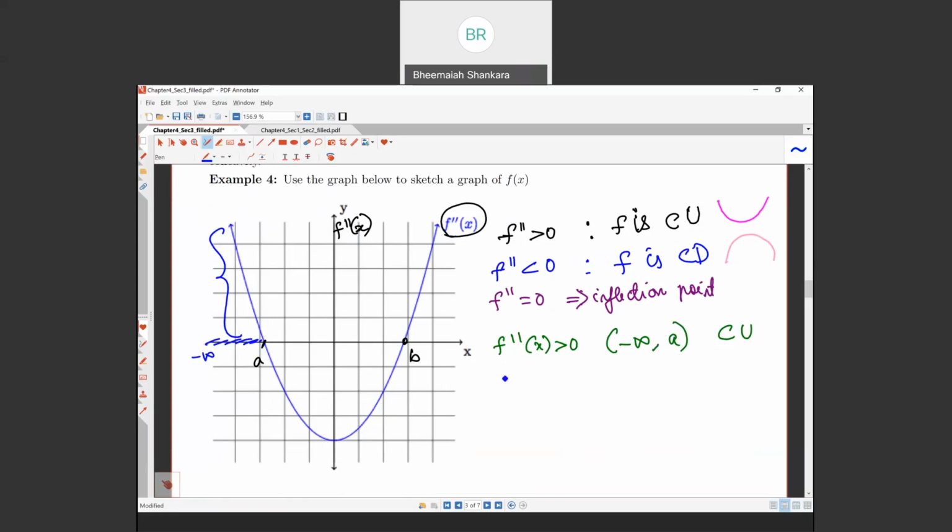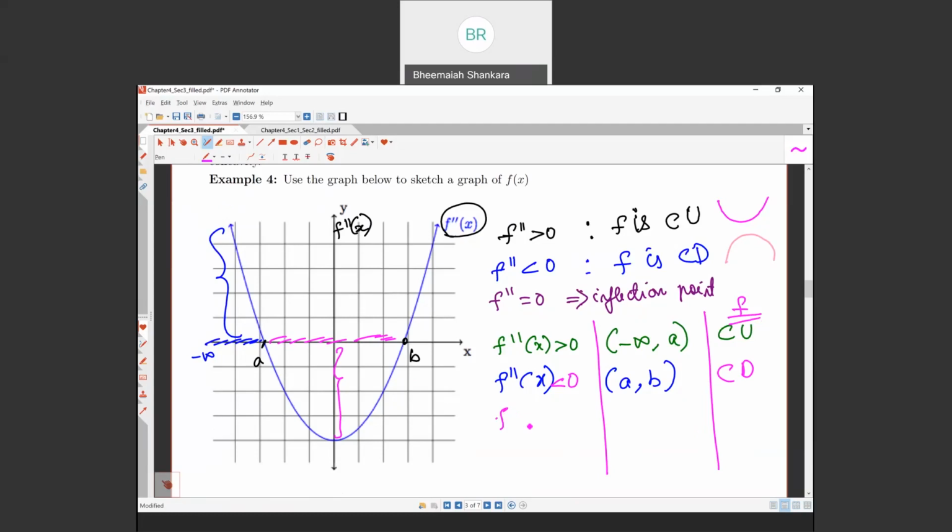Similarly, you want to read the graph between a and b, f double prime. So between a and b, you see that the curve is this one, and all the curve values are negative. So you can say f double prime is negative, and the curve should be concave down, the function should be concave down. When you list the intervals and the f double prime, all you can say is what happens to the function at the same graph, same interval.